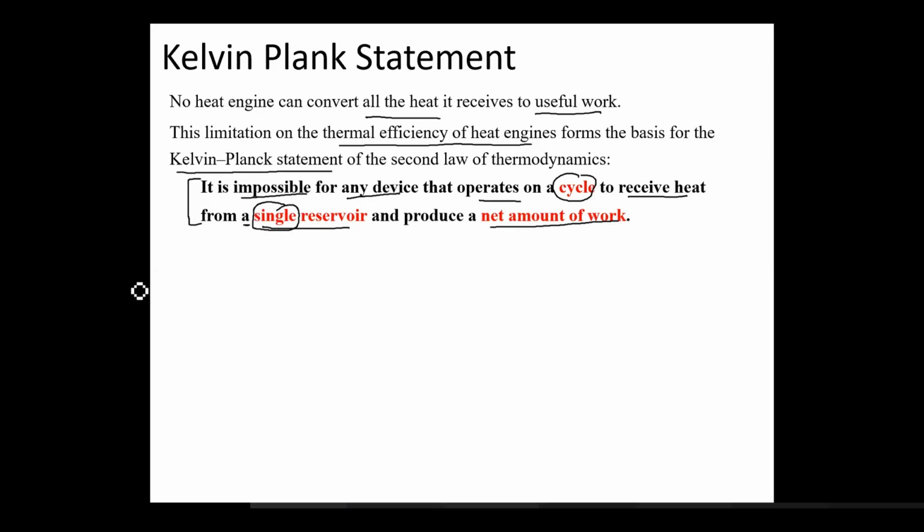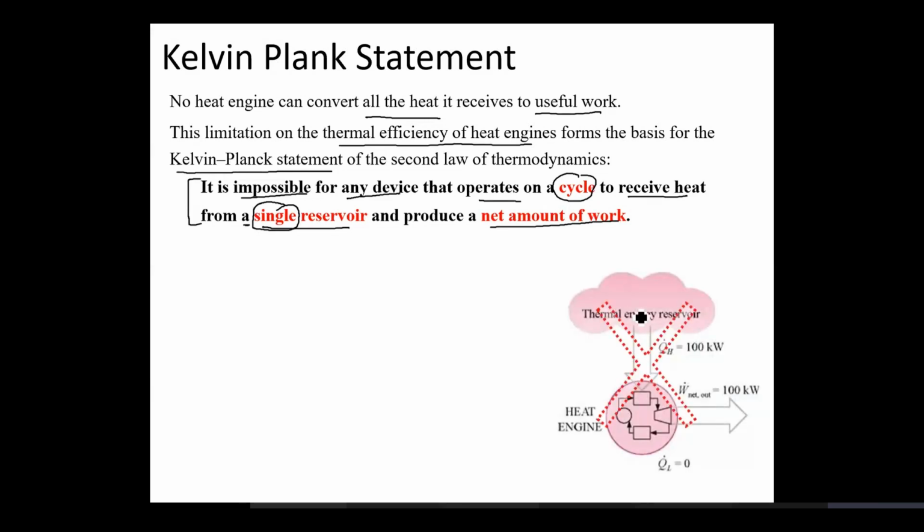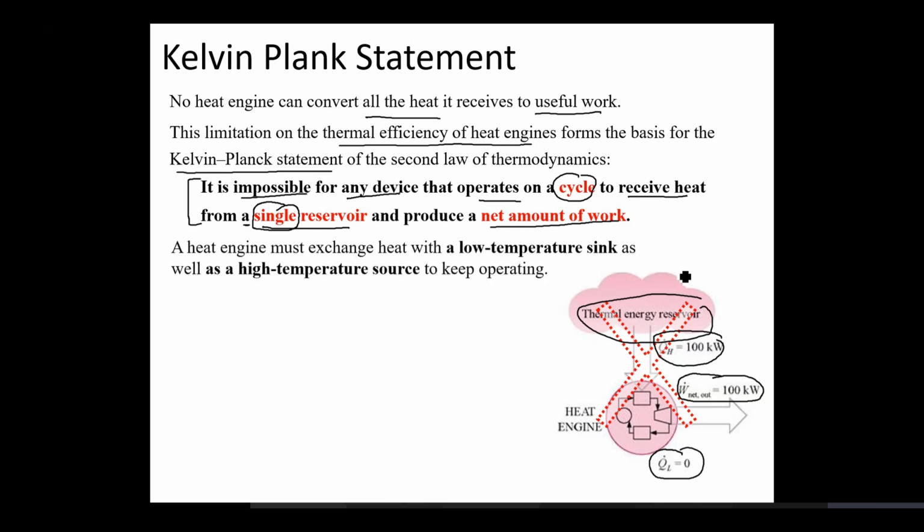You need to have two reservoirs, the high temperature and the low temperature. If you have a thermal energy reservoir giving you energy at Q dot H of 100 kilowatt, and the same would be converted into 100 kilowatt of work if you don't have QL, but QL has to be rejected to a reservoir. If the reservoir is not there, that means QH is coming and creating 100 kilowatt of work, which is not possible. So a heat engine must exchange heat with a low temperature sink as well as a high temperature source to keep operating.